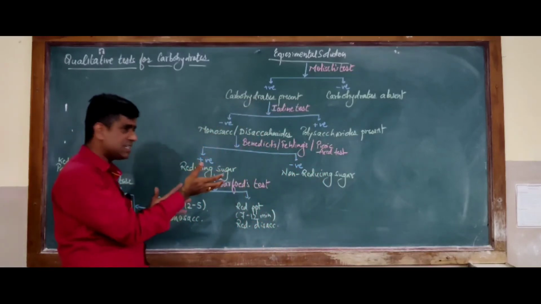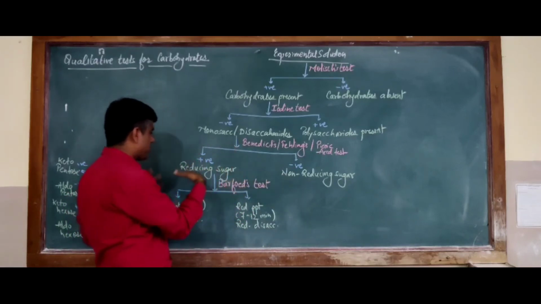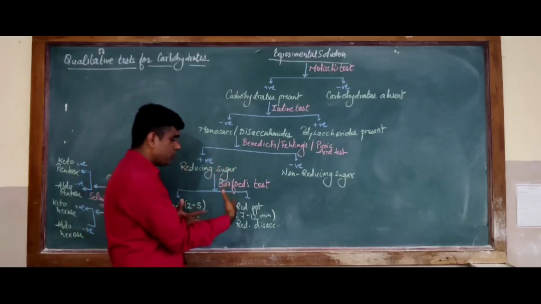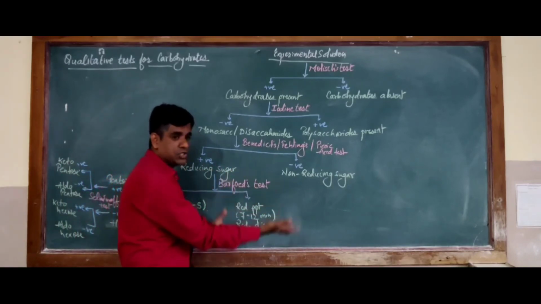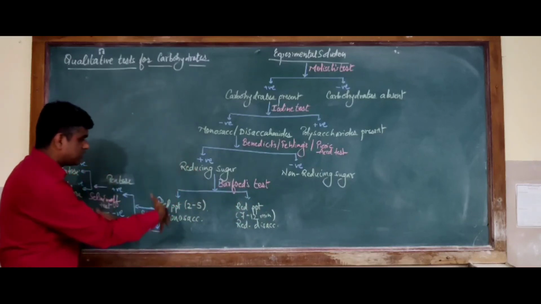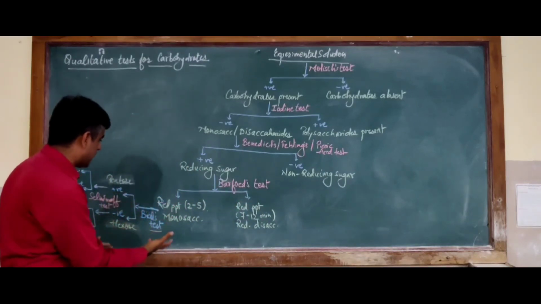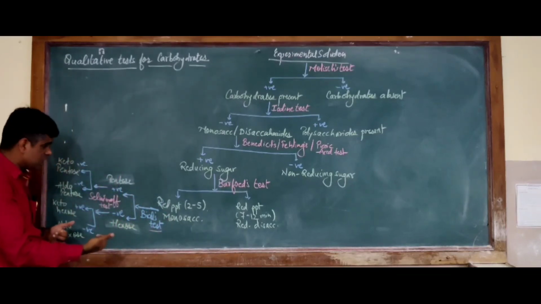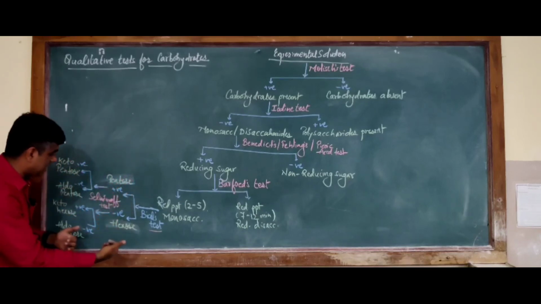Perform Benedict's test to find out whether the sugar is reducing or non-reducing. If it is positive, you will say that it contains reducing sugar. You go for Barfoed's test to find out whether that reducing sugar is a monosaccharide or a reducing disaccharide. If the red precipitate forms in less time, in 2 to 5 minutes, you say that it is a monosaccharide. You go for Bial's test to differentiate the pentose and the hexose. Once you have a positive test, you say that it is a pentose. If it is negative, you say it is a hexose.